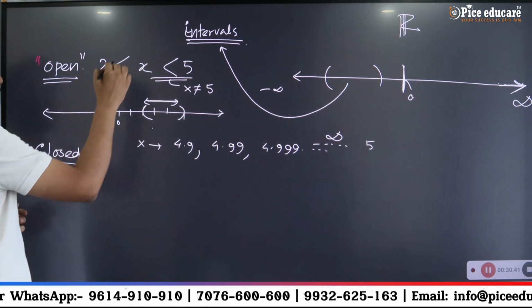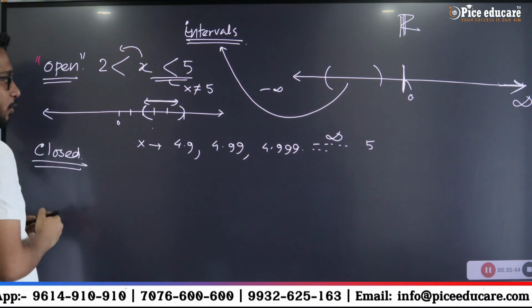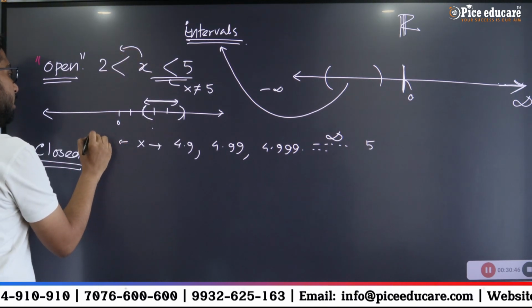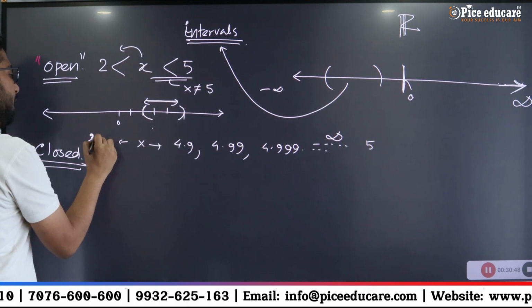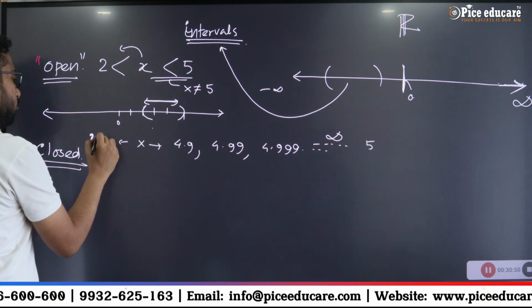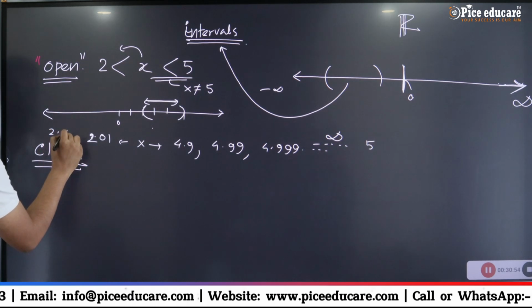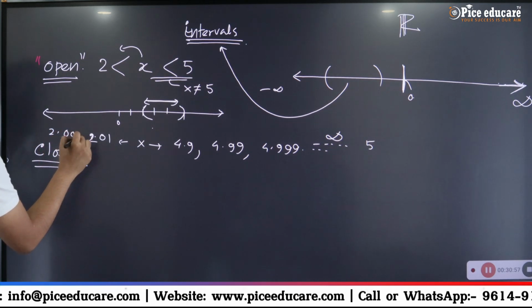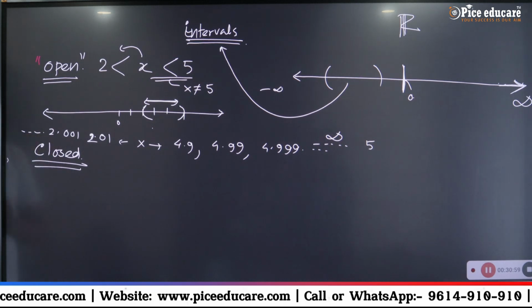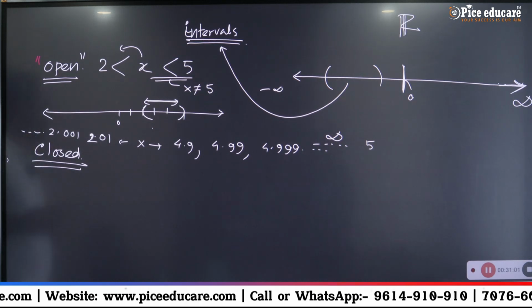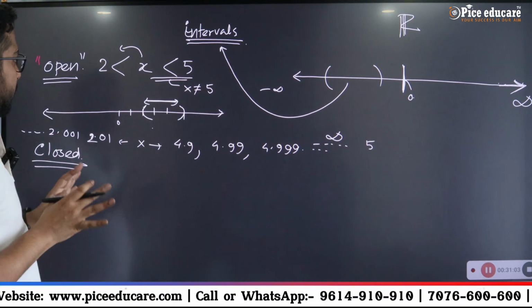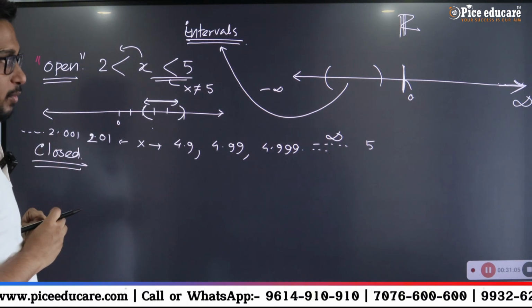And this is the same for this direction also. So for example, it can be 2.01, then 2.001, and so on, but it will never become 2. So that's why it's called an open interval.